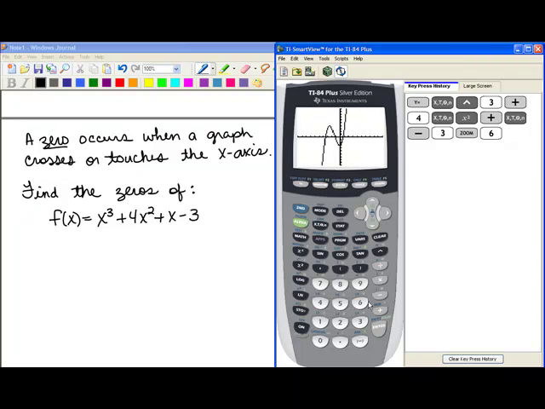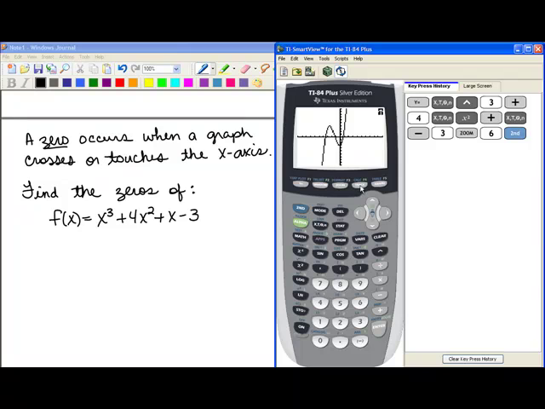Alright, now this is a look at the function. The zeros are where it crosses the x-axis. So we've got one zero right here. This is our second zero, and a third. Now we need to find one zero at a time using the commands in the calculator.